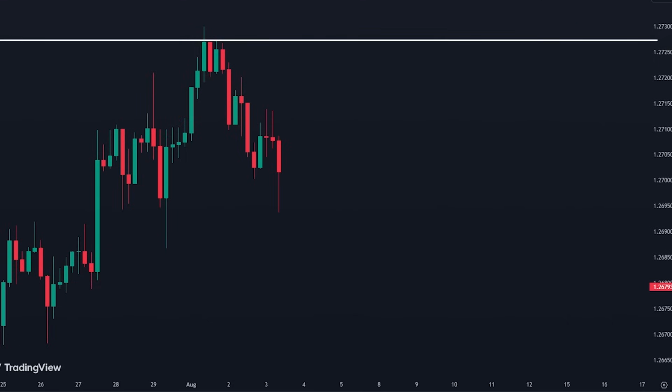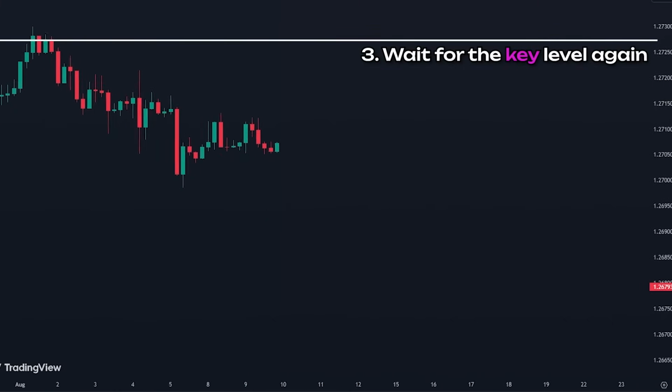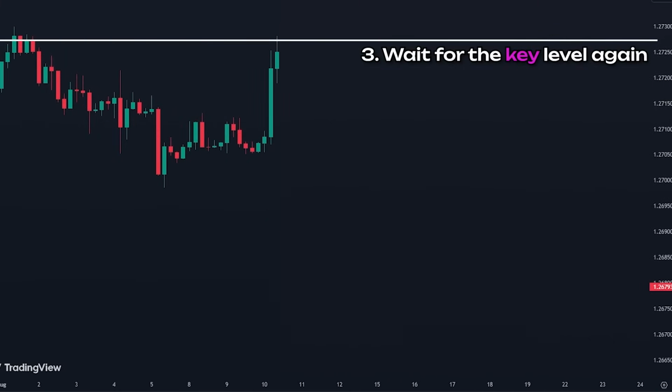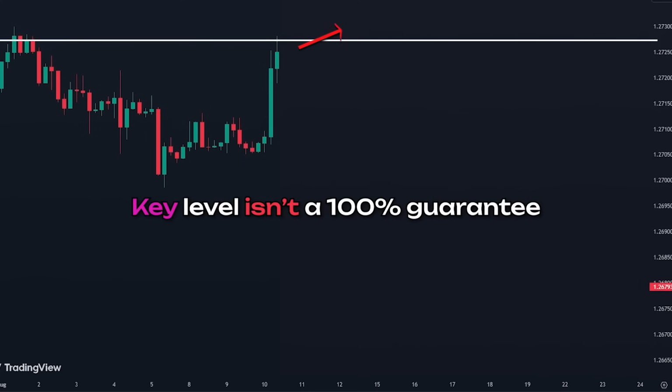The next step is you want to wait for the price to approach the same key level once again. Now once this happens, we are expecting the price to reverse downwards. However, just because the price gets in contact with the key level doesn't assure a reversal, as these levels aren't magical. Prices can break through.